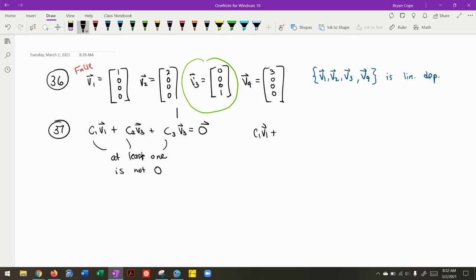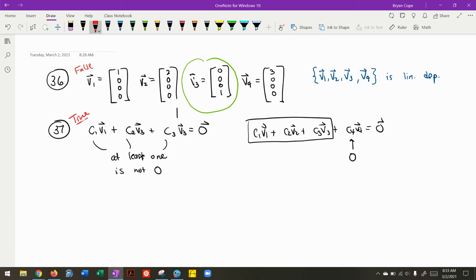now we have C1 V1 plus C2 V2 plus C3 V3 plus C4 V4 equals 0. Because we already know that there's a linear dependence relation among these, this last one may be a linear combination of the others, or it may not, but who cares? Even if C4 is 0, we still have a linear dependence relation because we still have scalars we can put on V1, V2, and V3 to reach the 0 vector. Okay, so this statement is true.